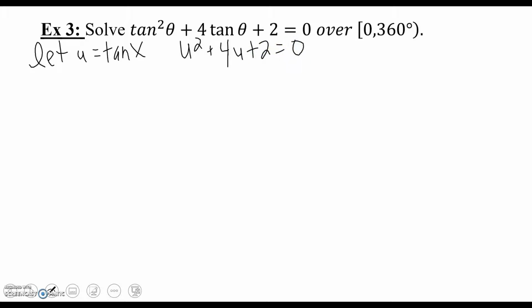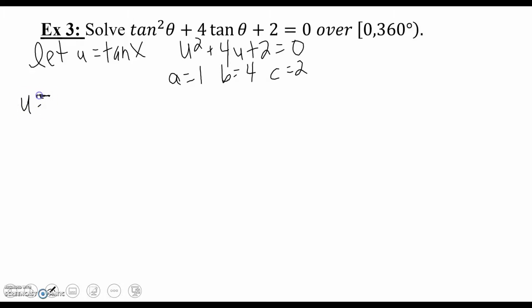Now, if I try to factor this, I would want to take factors of 2 to add to 4. The only factors of 2 are 2 and 1. And so in order to solve this, I won't be able to factor it. I will have to use the quadratic formula, okay? I don't know if you remember the quadratic formula, but in case you don't, you have to be able to identify the a, which is the coefficient of the u squared, the b, which is the coefficient of the u, and the c, which is the constant term. And then you plug all of that into the quadratic formula.